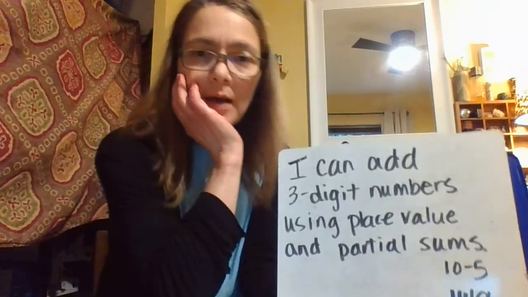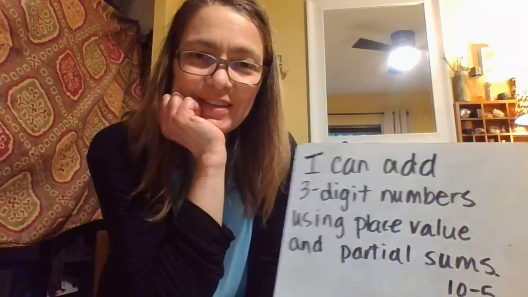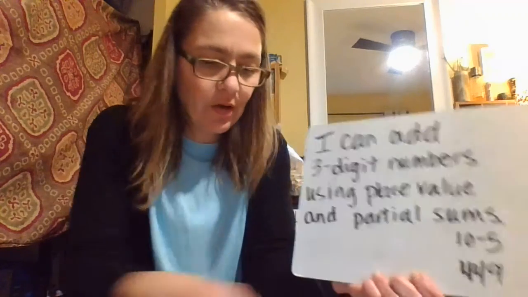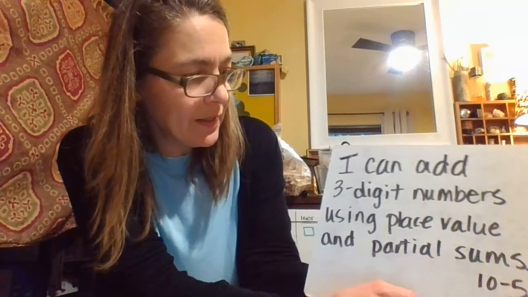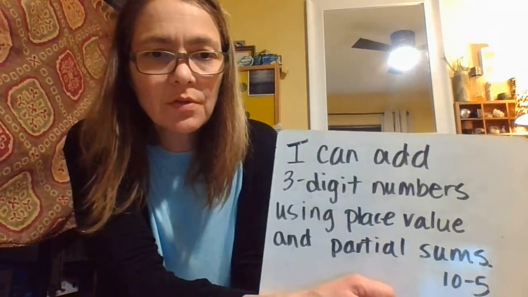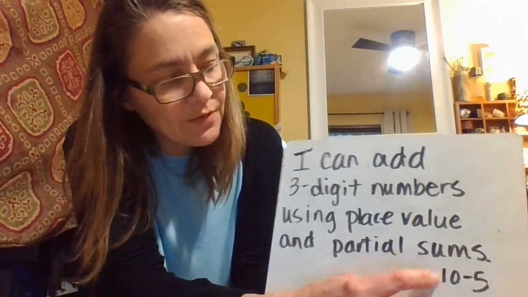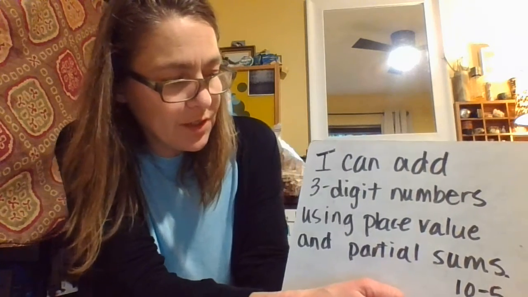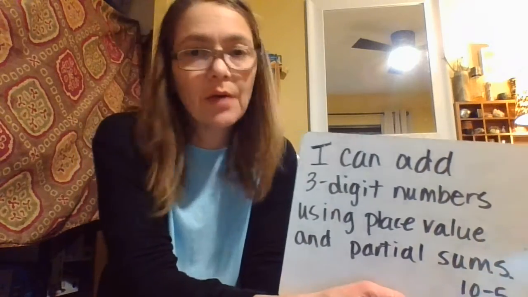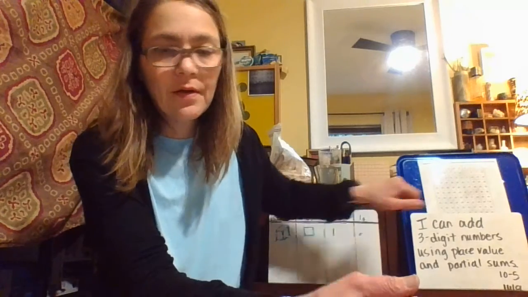Place value chart looks like this. And pencil and paper if you don't have a place value chart to draw one. Okay, let's get started. Here's the I can statement, and you could read along at the top of your book in the right-hand corner. I can add three-digit numbers using place value and partial sums. Once again, we're on 10-5, page 449. I can add three-digit numbers using place value and partial sums. Okay, put that right there.